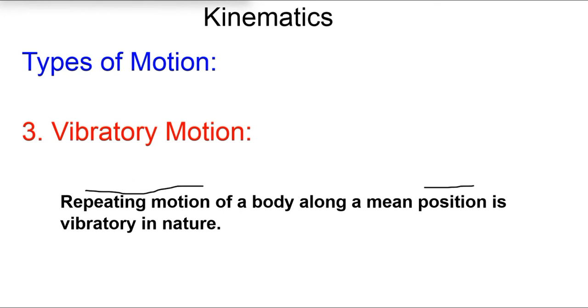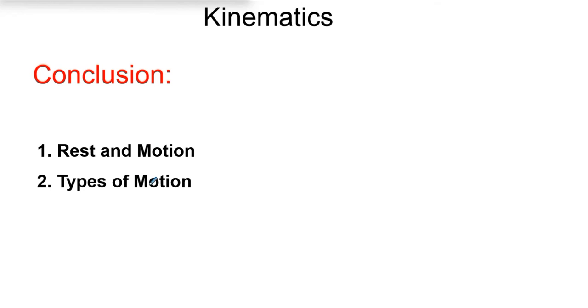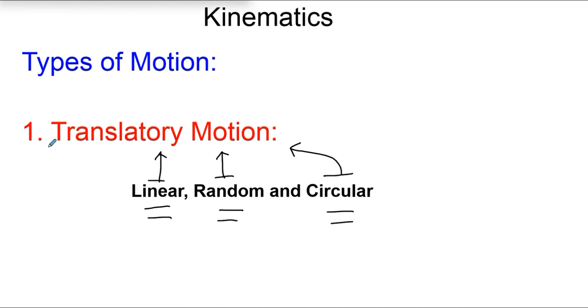I conclude this lecture. We have talked about rest and motion. And do you know what is rest and what is motion? If a body is changing its position with respect to its surrounding, it is in motion. If not, it is at rest. There are three types of motions. Translatory motion, and we have studied that there are three subtypes of translatory motions: linear, random, circular.